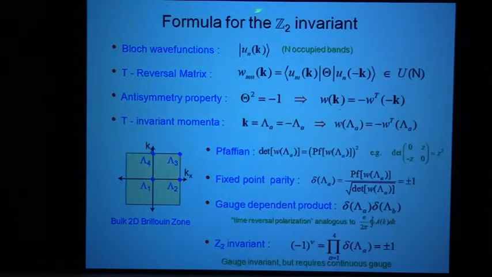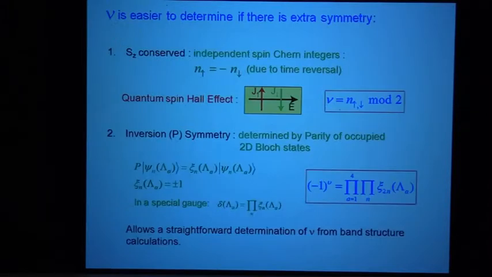So you can calculate this Z2 invariant. Given a band structure, you can calculate it. Okay, and it's not that easy to do, but there are different ways you can do it. Some of them are easier to implement on a computer than others. This one is not so easy to implement on a computer. So what is easier to do is to figure out the Z2 invariant when you have some extra symmetry.